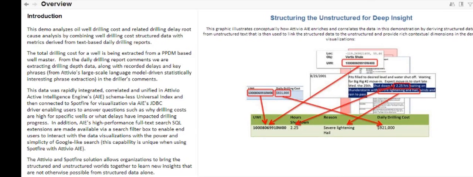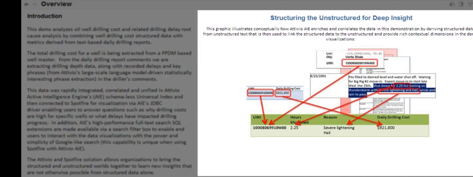The typical oil and gas company has structured databases that contain information about what wells they manage and the total drilling costs. This diagram shows the type of structured data that might exist in a database table. However, the information as to what happened on a given day at that drilling site is actually contained within daily drilling reports, which are text-based.